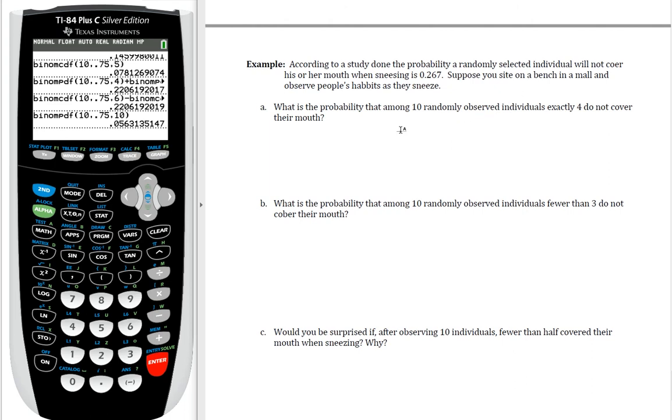N being fixed, what is the probability that among 10 randomly observed individuals, so N is 10 in this case, so it is fixed. And the probability of success is indicated to be 0.267. There's no indication that changes as trials progress. So the probability of success seems to be the same. So it is binomial. We can use our binomial probability.